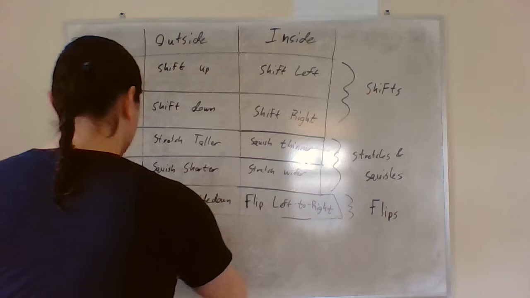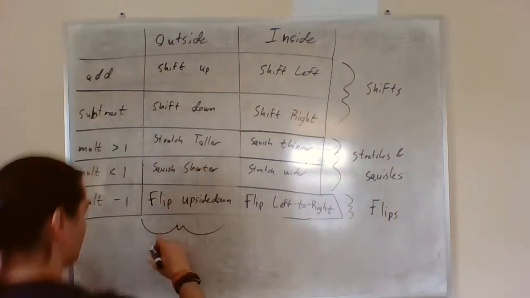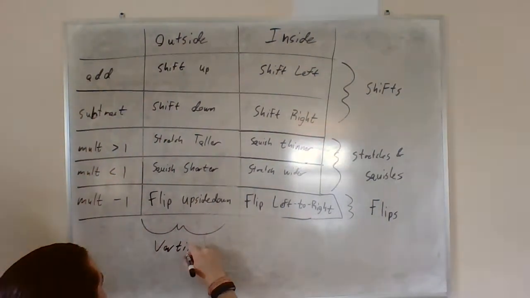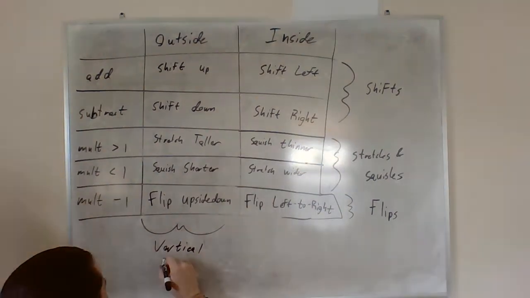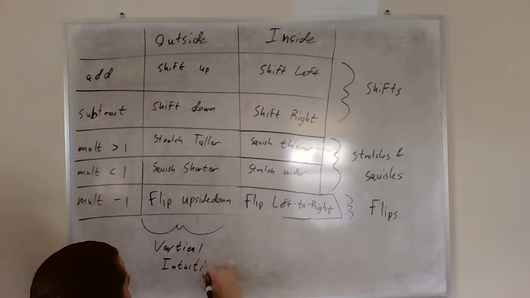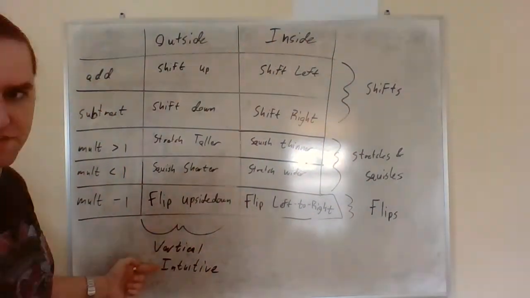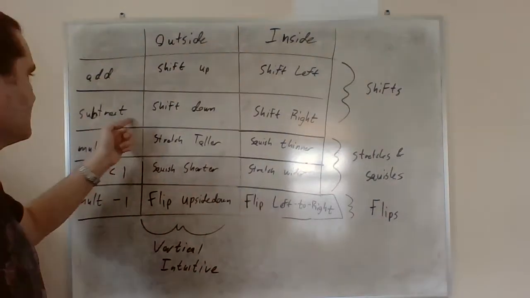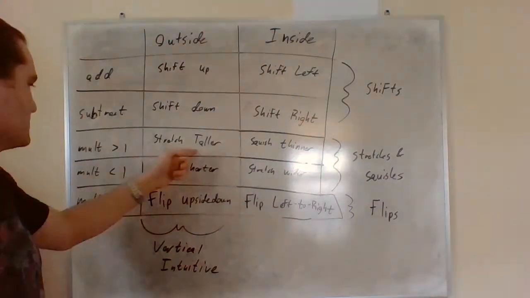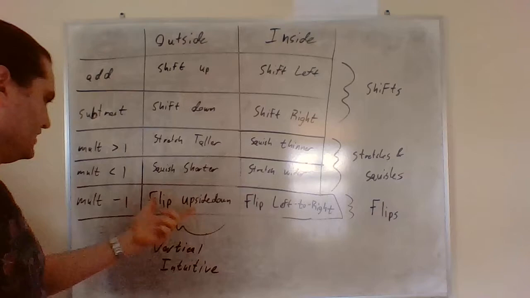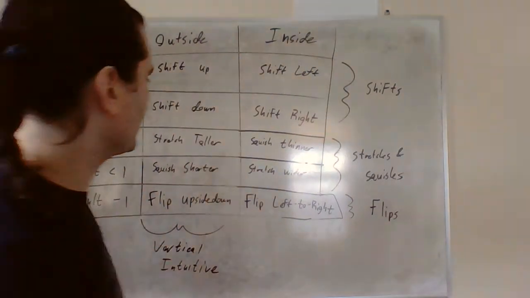All of these things are vertical. And I use the word intuitive here. What I mean by intuitive is that it goes in the direction you'd expect. Adding is up, subtracting is down, multiplying is taller, dividing is shorter, and then the flip is just the flip.